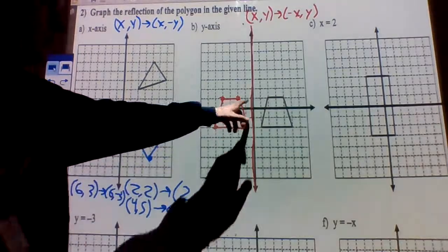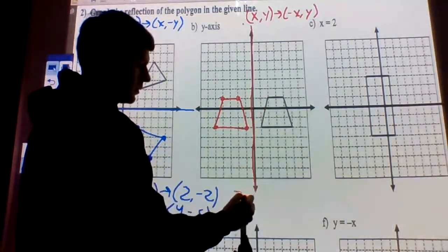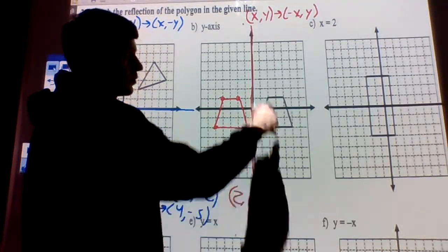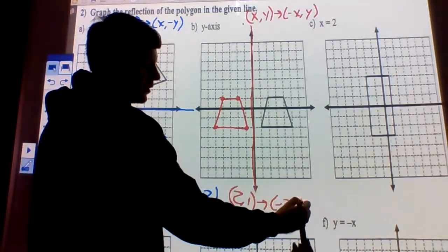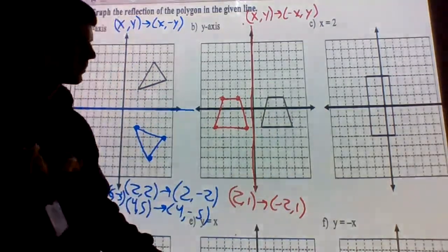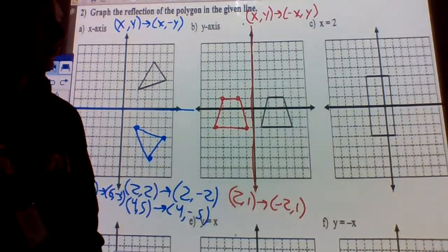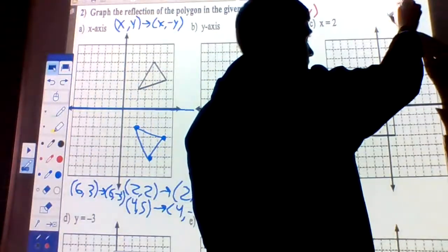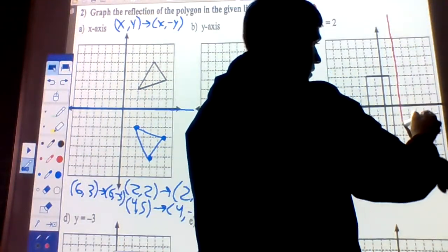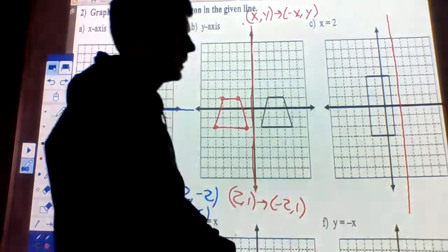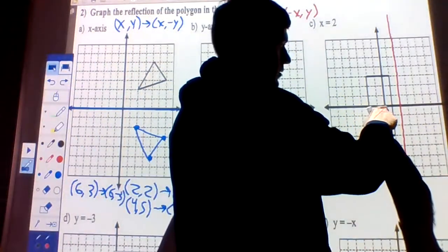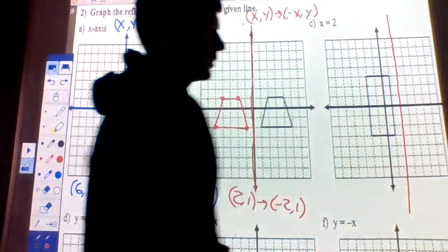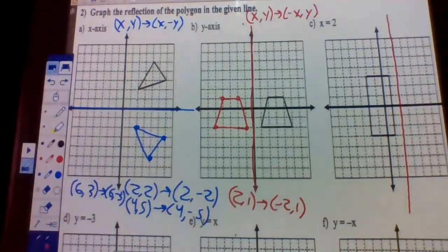So you can find these points, for example, this would be (2, 1). And if we follow our rule, that's going to become (-2, 1), which it does. Okay. Reflect over the line x = 2, so that's a vertical line at 2. So you want to find 2 on your x-axis, and then draw a vertical line.